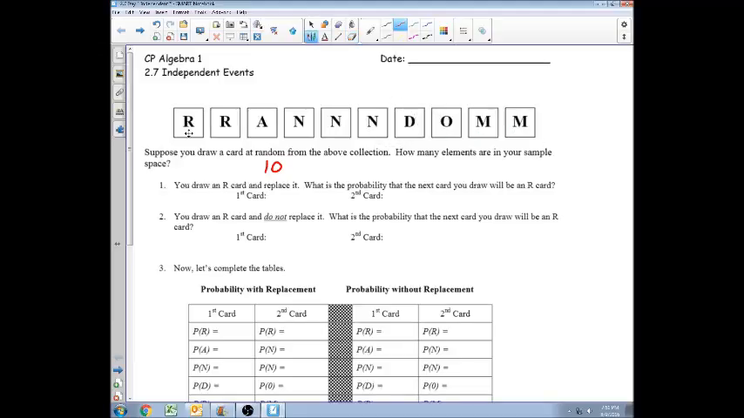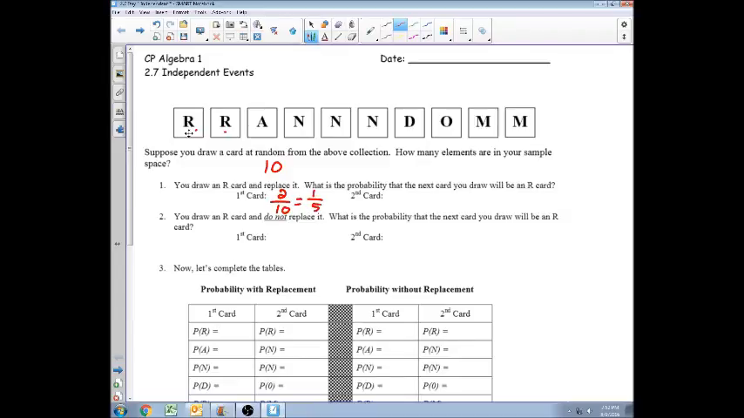Let's take a look at question number 1. You draw an R card and replace it. What is the probability that the next card you draw will be an R card? Well, in order to figure out this probability, I need to know how many R cards I have. Well, I have 1, 2. Remember that the probability of something happening is the number of times what we're looking for will happen over the total number of possibilities. So the number of times it will happen is 2 over the total number is 10. So 2 over 10 can be reduced to 1 over 5.